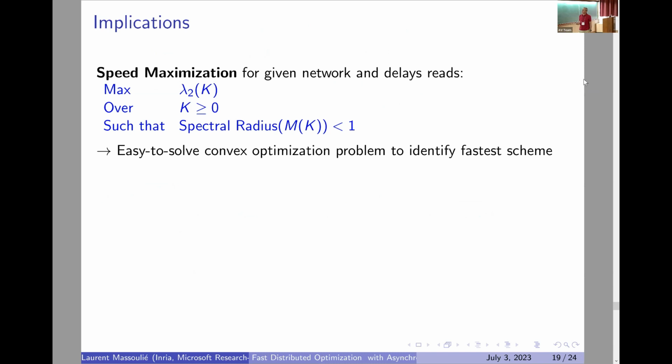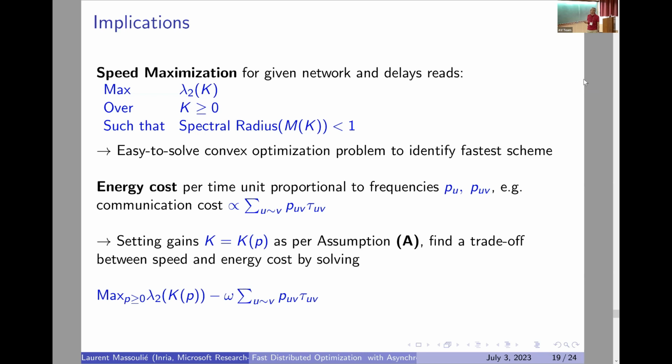So that's one approach. There's another approach where you are concerned not just by speed, but also by energy consumption. Then the P parameters play a role because quite plausibly, the energy cost will be proportional to the number of updates that are made. So let's say the communication cost per time unit is proportional to some linear function of those activation frequencies, P sub UV.